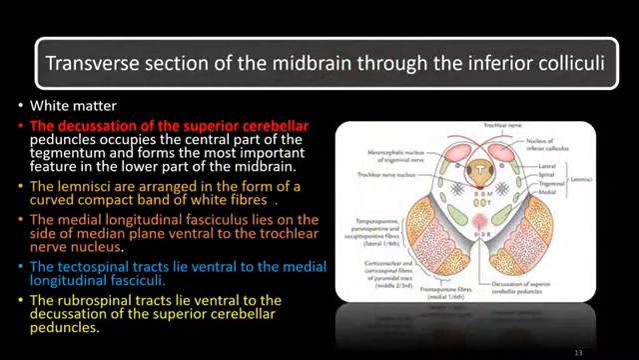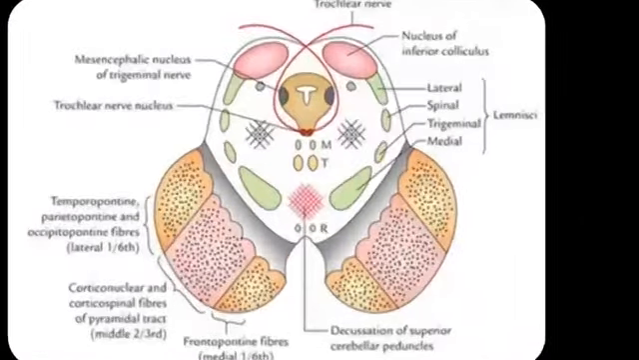We will also consider the white matter that we can see at this level. The first one we'll look at is the decussation of the superior cerebellar peduncle, which is seen here. Another of interest is the lemnisci that are arranged in a curved compact form. And then also we'll look at the medial longitudinal fasciculus that is seen here, and the tectospinal tract that is seen anterior to it. And then we'll also see the rubrospinal tract.